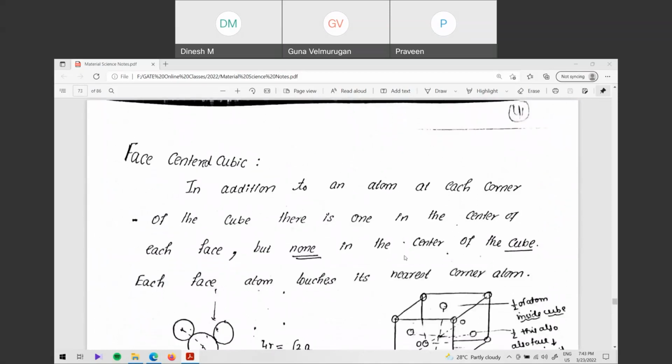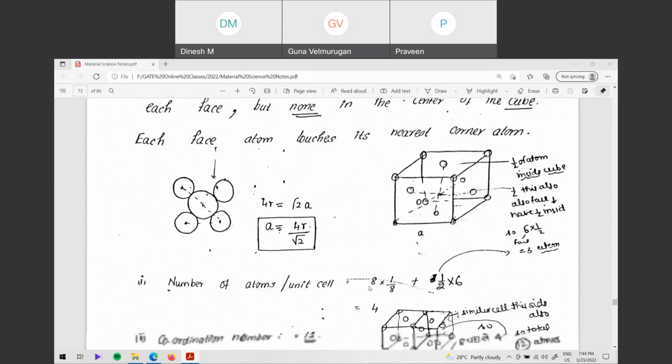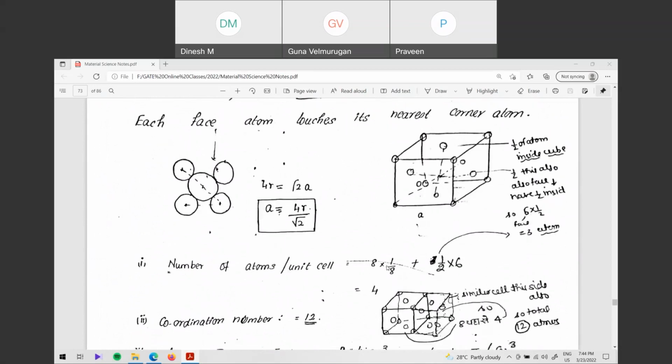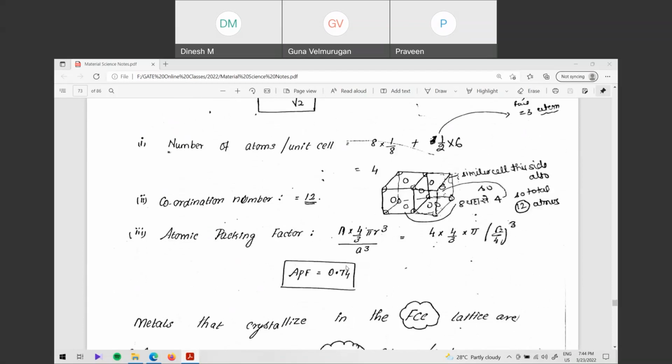And then for face centered cubic, what is face centered cubic? Each face has half of an atom shared. This face 1/2, this face 1/2, and there are 6 faces, 6 into half, right? So already 8 corners are there. 8 into 1/8 plus 6 into 1/2 will give you 4. So the total number of atoms inside the cube is 4, and coordination number is 12. Nearest atoms are 12 in the case of FCC, and atomic packing factor is 0.74.